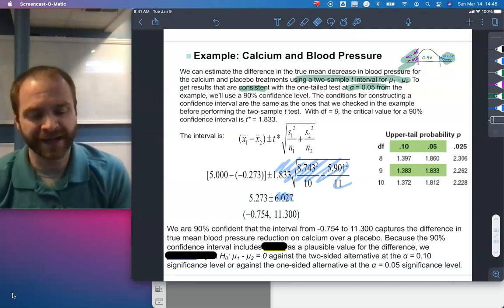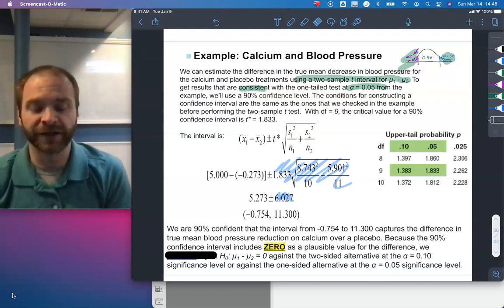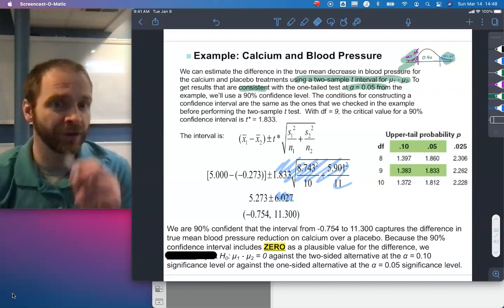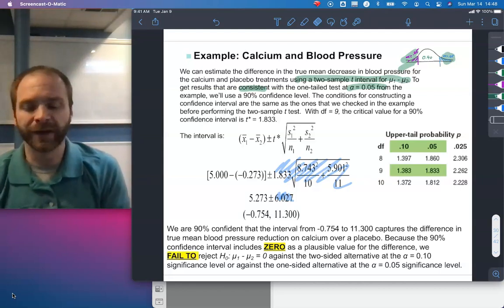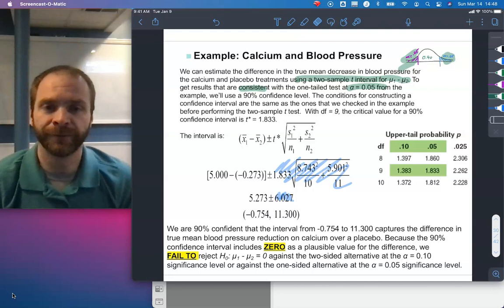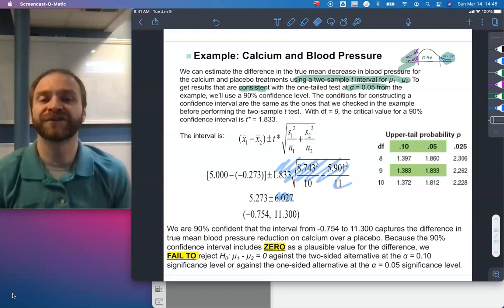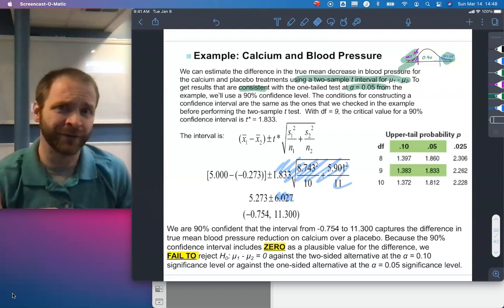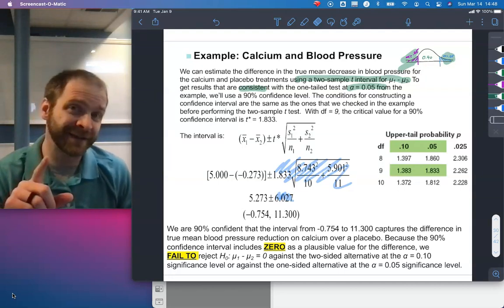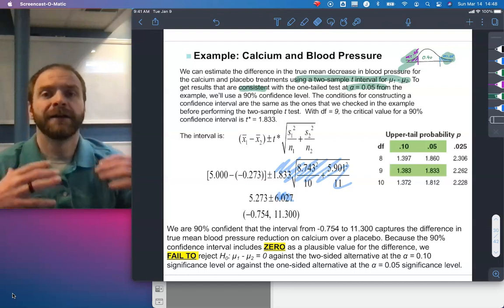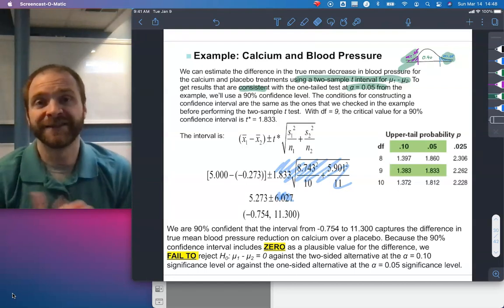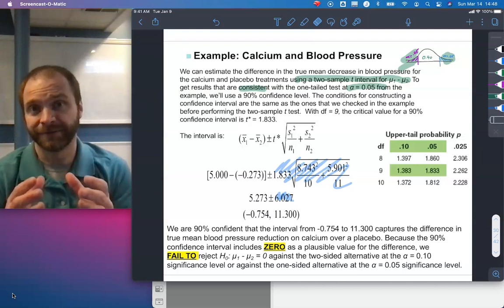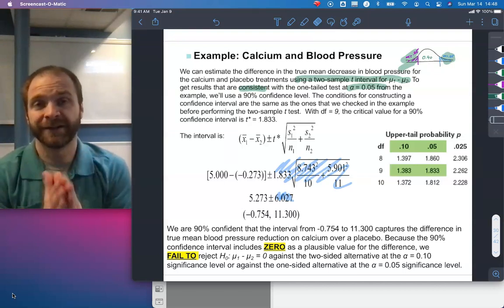So, because the 90% confidence interval includes 0 as a plausible, not possible, a plausible value for the difference, we fail to reject the null. So this also relates to what we're going through at the 10% level for a two-sided alternative, or at the 5% level for a one-sided. We fail to reject when 0 is captured by the confidence interval. Because 0 is the claim that there is no difference.